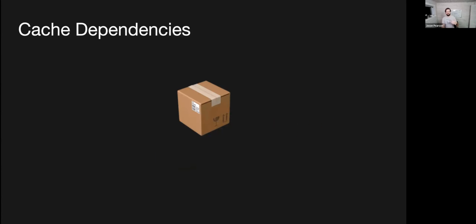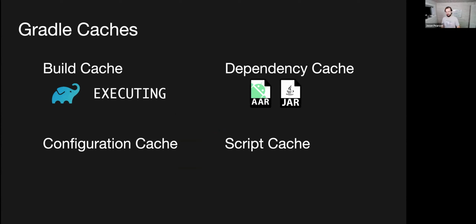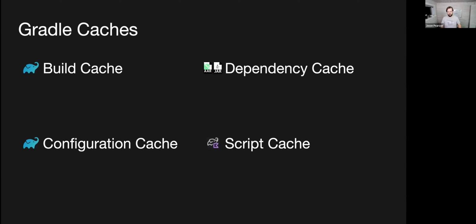So the first thing that we're going to talk about is just caching dependencies, because it's the easiest thing and one of the biggest wins right off the bat. The Gradle cache for an Android Gradle build system is made up of the build cache, where you're executing, the dependency cache, where you have your AAR and jar artifacts, the script cache, which is all the Gradle Kotlin script, and the configuration cache, the lovely thing that almost never works, but when it works, it's lovely.